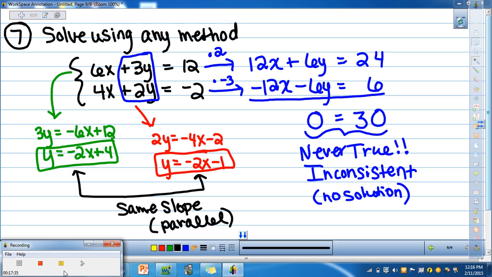The other thing I want to show you on this problem, if we were to rewrite our equations in the y equals mx plus b format, the first equation turns into this. We rewrite the second equation and we get that. Notice how they have the same slope of negative 2, which indicates that they are parallel lines. So it makes sense that there will be no solution to this system.